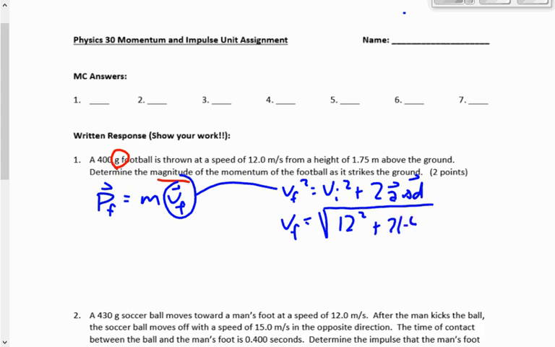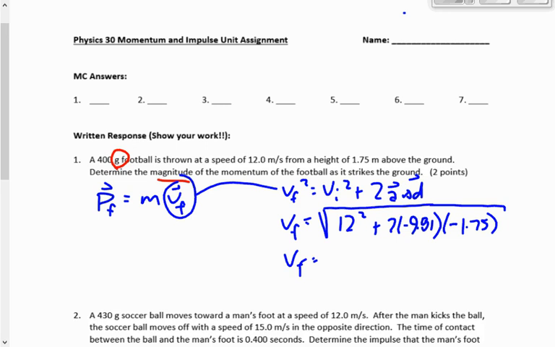2 times negative 9.81, and my displacement would be negative 1.75. One or two of you did all this right, but said the displacement was just 1.75. That's a problem, because then negative 9.81 times positive 1.75 gives us a negative number, whereas negative times a negative gives us a positive number. 12 squared plus a negative number and 12 squared plus a positive number give me two completely different numbers, right? So watch that. It's negative, by the way, the 1.75, because it falls downward. It ends up below where it started.